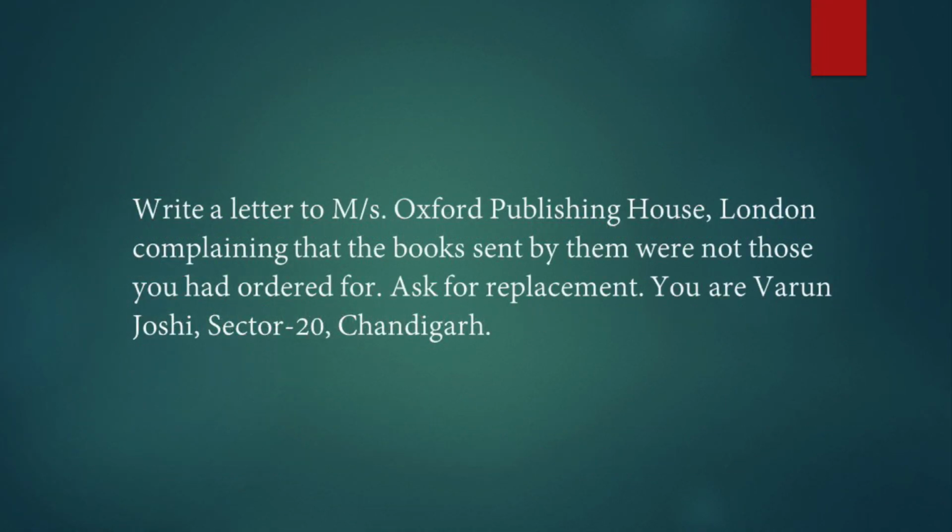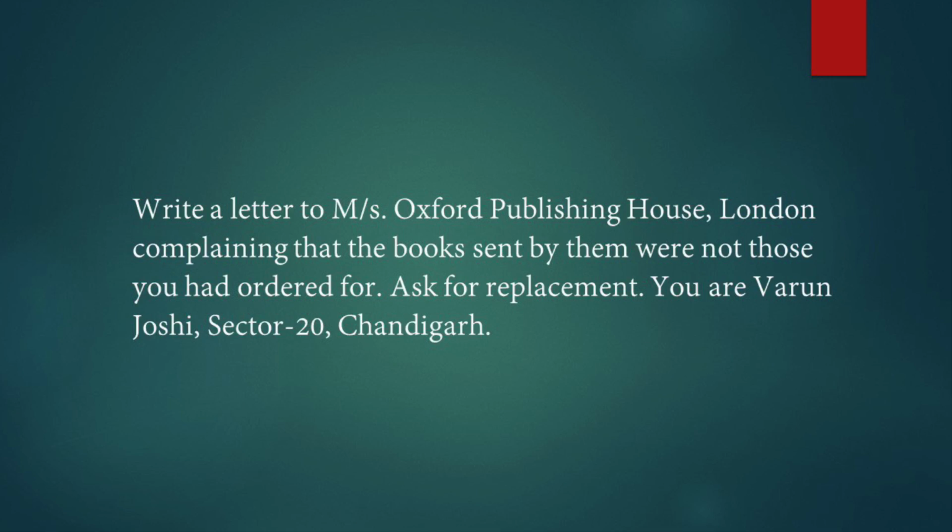So, here is a question. Write a letter to MS Oxford Publishing House, London, complaining that the books sent by them were not those you had ordered for. Ask for replacement. You are Varun Joshi, Sector 20, Chandigarh. So, the question is very clear. They have given your name and address. You are Varun Joshi and the address is Sector 20, Chandigarh. So, what is the thing here? What is the complaint about?